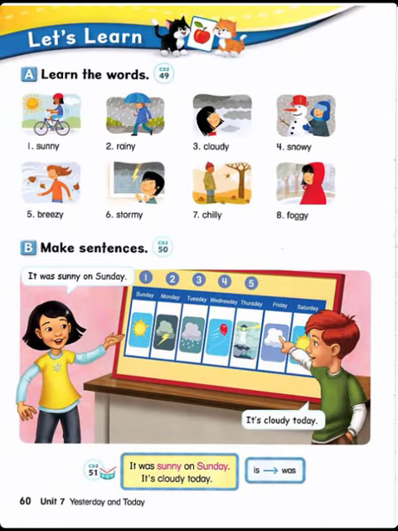Page 60. Let's learn. A. Learn the words. Number 1. Sunny. Number 2. Rainy. Number 3. Cloudy. Number 4. Snowy. Number 5. Breezy. Number 6. Stormy. Number 7. Chilly. Number 8. Foggy.